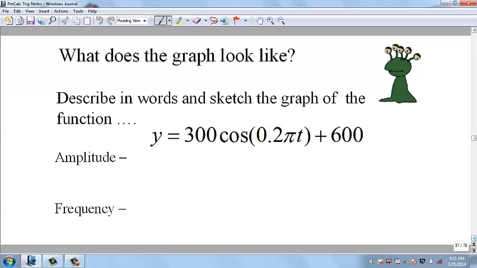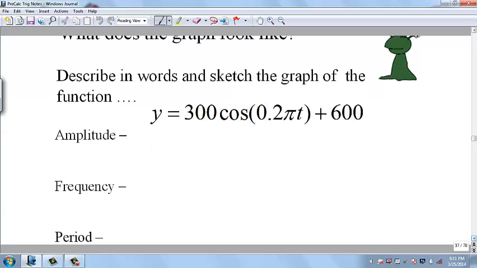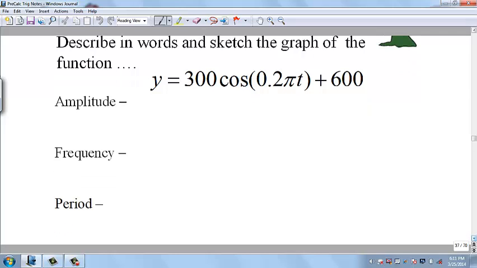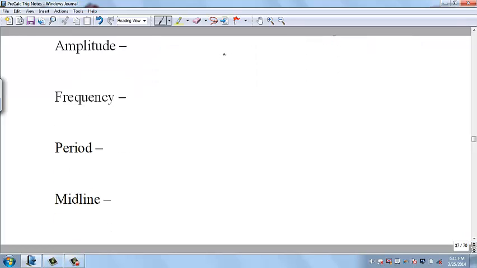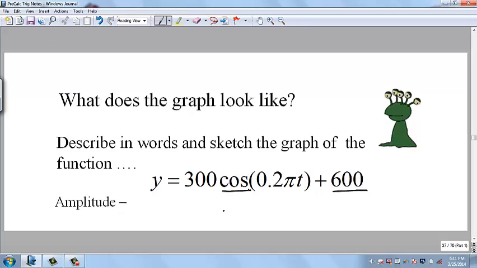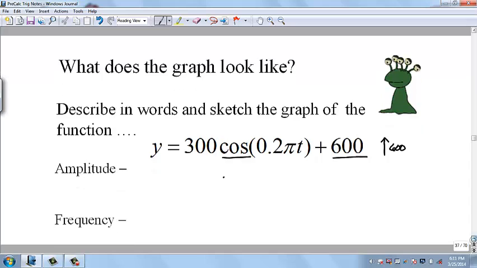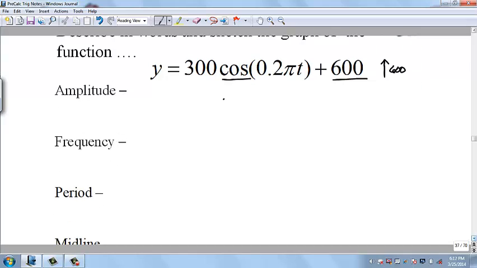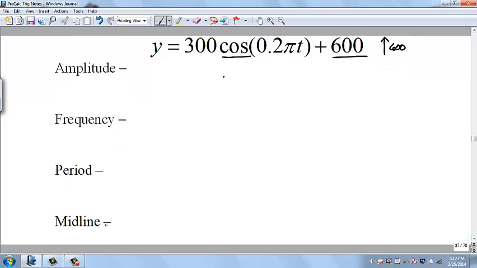Well, first of all, one of the ways to help describe this is to stack and rack and figure out what's going on. So the first thing I look at is I see that I have a midline of 600. So whatever this graph is, it's cosine, and it's been shifted up 600 so that it's in the middle. That's the midline. Okay, so I know what it looks like, kind of. So I'm going to say my midline is, we'll put equal signs here, y equals 600.